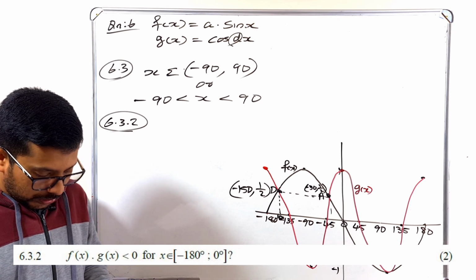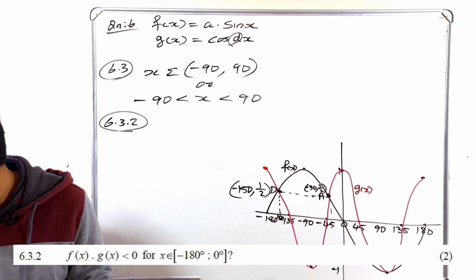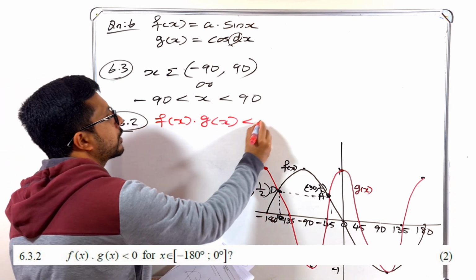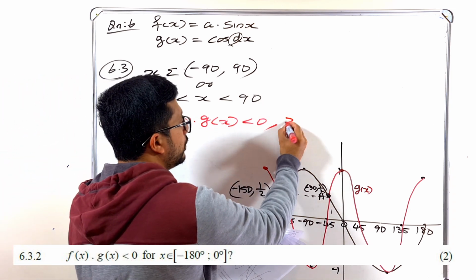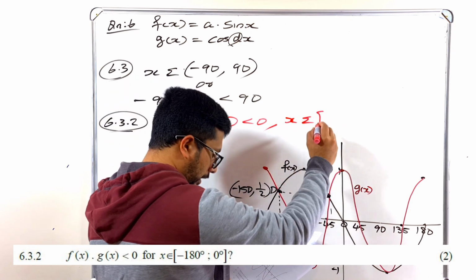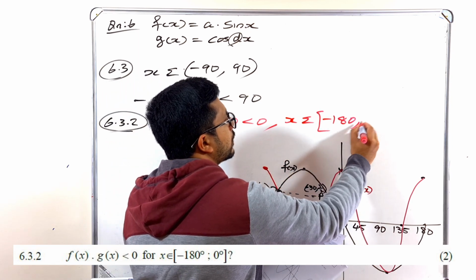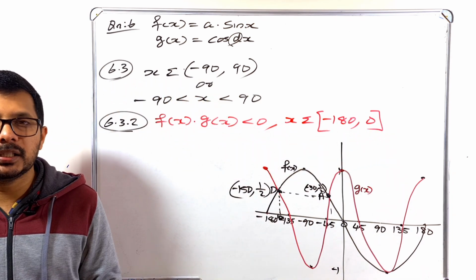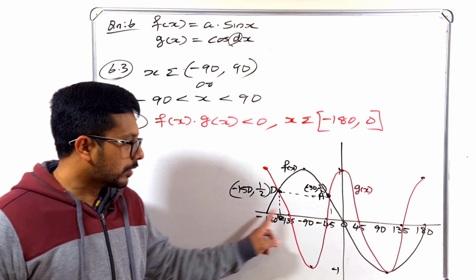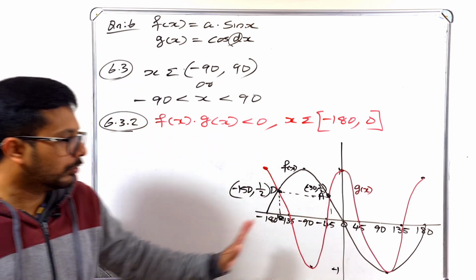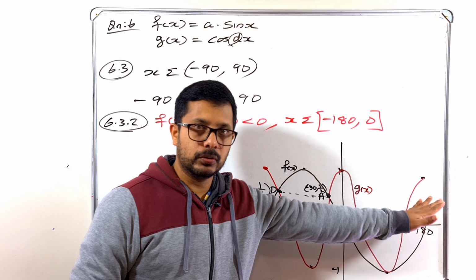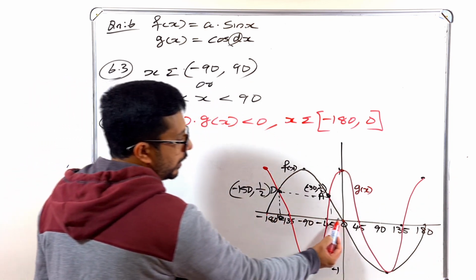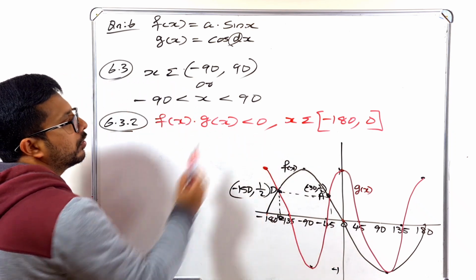F of x times g of x is less than 0. So look at that question. F of x times g of x is less than 0, and the domain, you have to check that one. Where is the domain? From minus 180 to 0. So you have to check only between minus 180 and 0. You don't mind what is happening after 0. So between minus 180 and 0, f of x times g of x is less than 0.